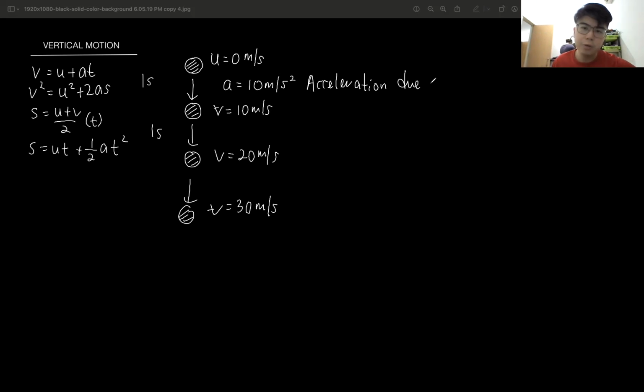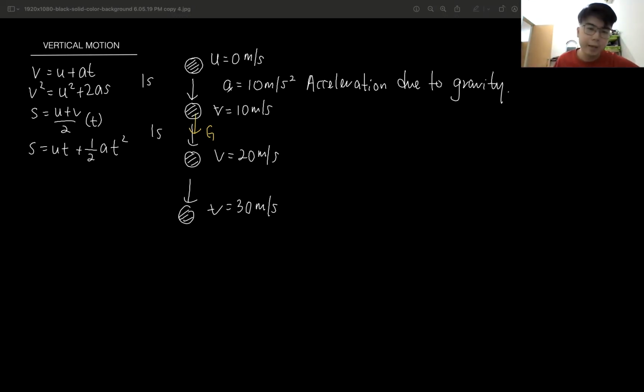Acceleration due to gravity. Because for all falling objects, there's only one force that is pulling it down, gravitational force. We are going to ignore the air resistance. We will ignore air resistance. We only assume that the force pulling it down is gravity. So if only gravity is pulling it down, then this acceleration is caused by gravity. So we call it acceleration due to gravity.